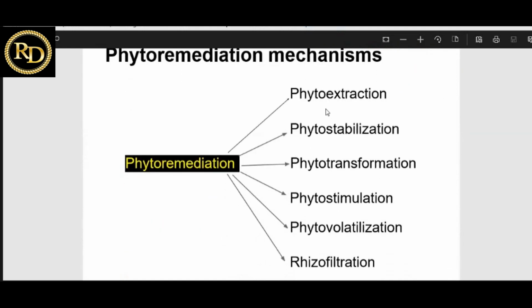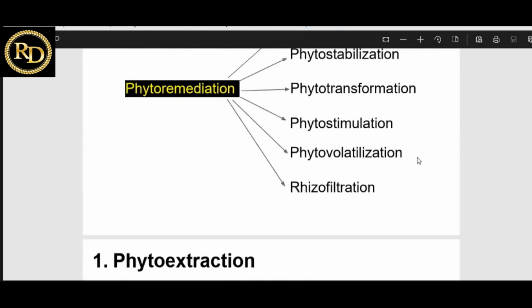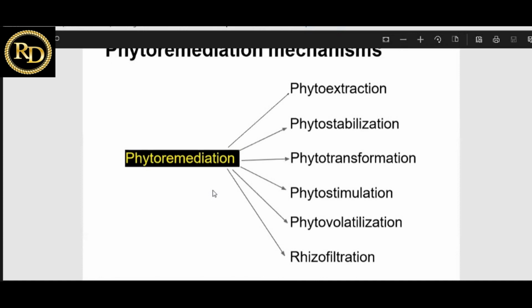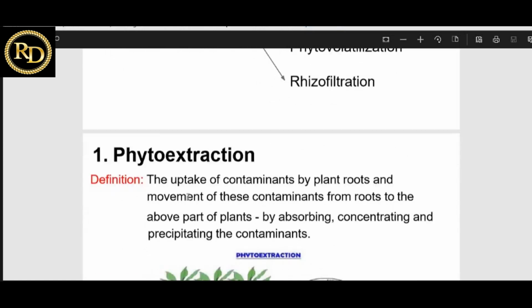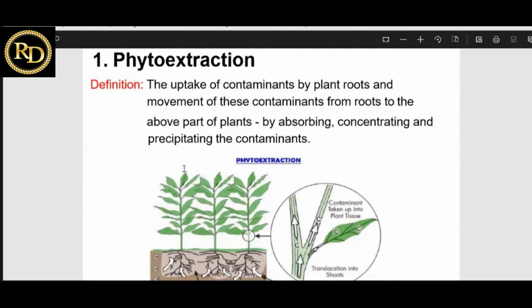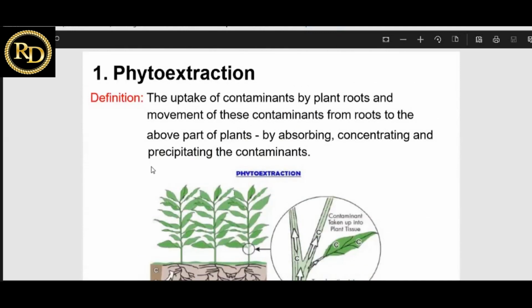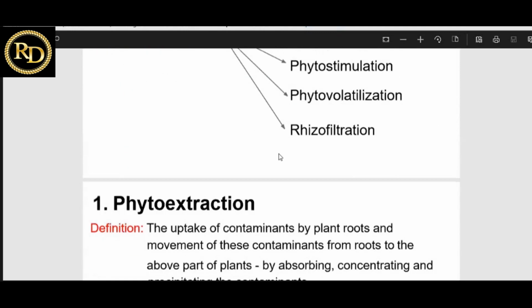Here you can see phytoextraction, phytostabilization, phytotransformation, phytostimulation, phytovolatilization, and rhizofiltration. These are all the different methods of phytoremediation. But please remember, among all the mechanisms, we can utilize only the plants. And if possible, please utilize the microbes as well, and you will see their effectiveness is too high. Phytoextraction means, I would like to tell you the first process, that is called phytoextraction.